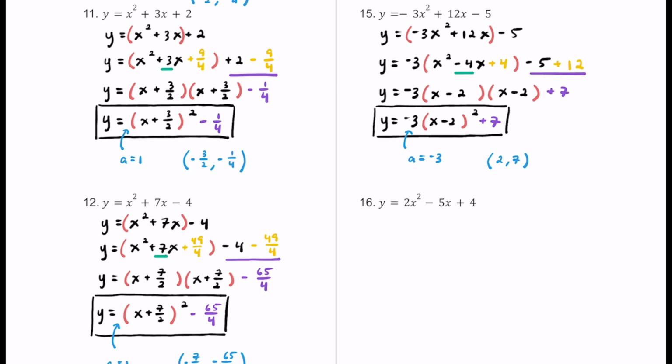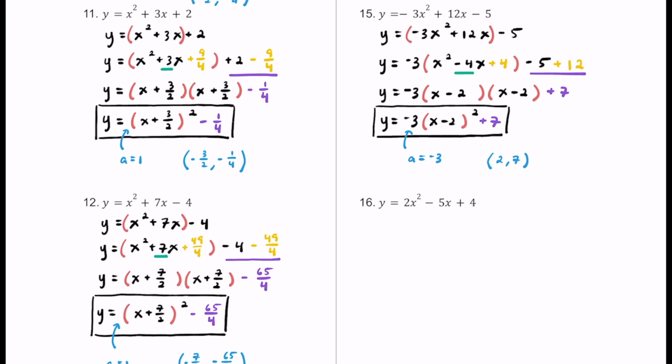From vertex form, we can see that we had a vertical stretch by a factor of 3. We had a reflection across the x-axis because a was negative. We had a horizontal translation 2 units to the right and a vertical translation 7 units up. The axis of symmetry is at x equals positive 2. That's an imaginary vertical line at x equals 2. And our vertex is at (2, 7).